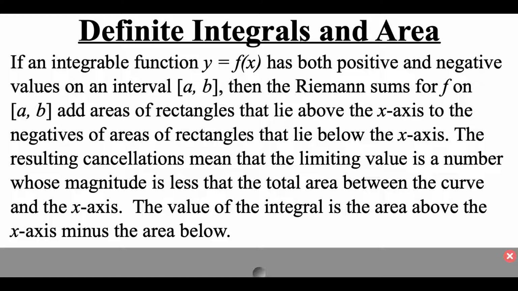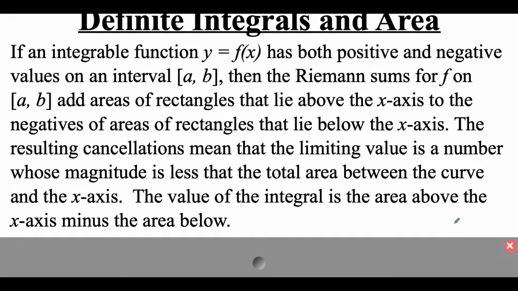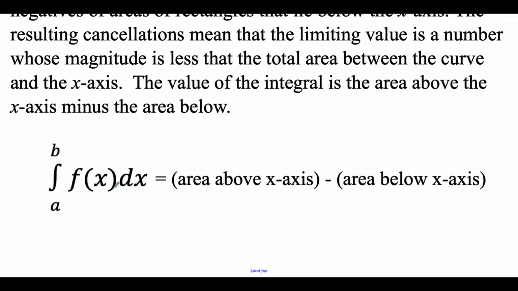Now, if we're dealing with an integrable function that has both positive and negative values over an interval, then the Riemann sums for the function add the areas of the rectangles that lie above the x-axis to the negatives of the areas of the rectangles that lie below the x-axis. So you're not getting a total area. What you're getting is some cancellations. Some of the stuff below the x-axis is going to cancel out some of the area that's above the x-axis. So the value of the integral is the area above the x-axis minus the area below the x-axis. As we integrate this function f of x from a to b, we find the area above the x-axis and we subtract off the area below the x-axis.